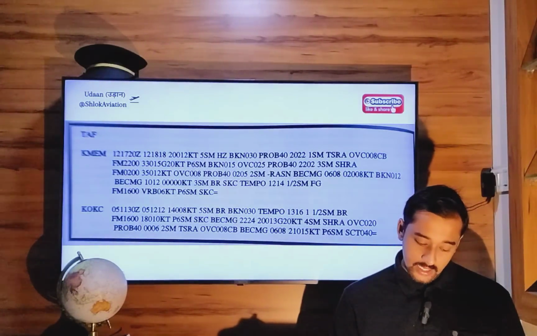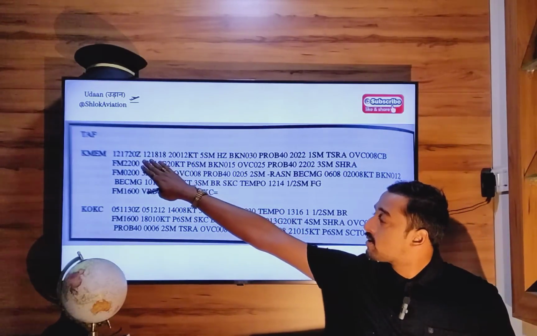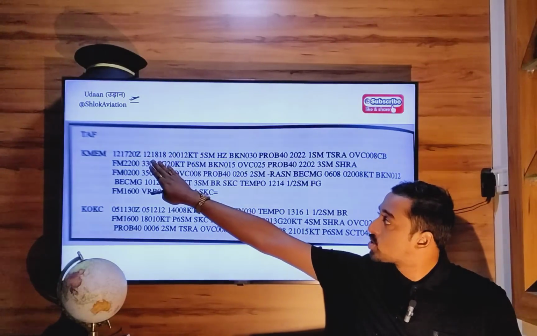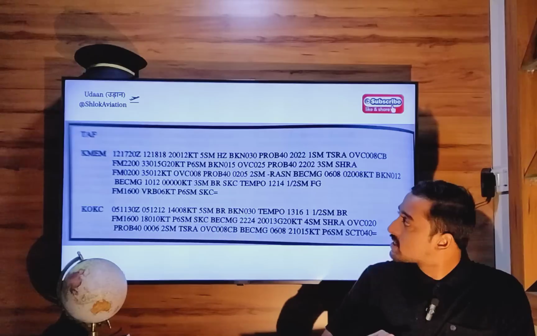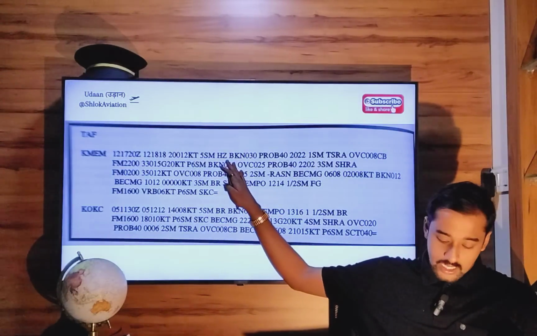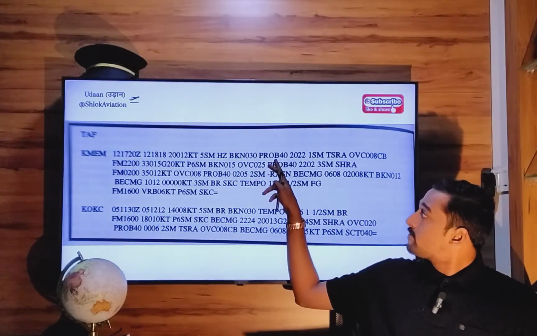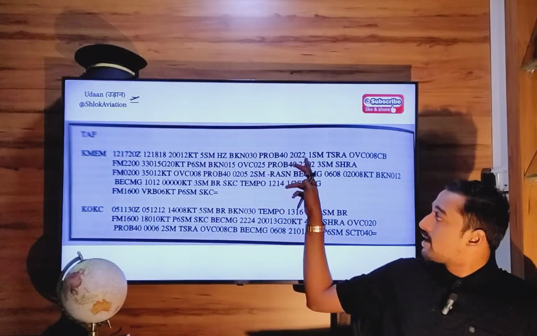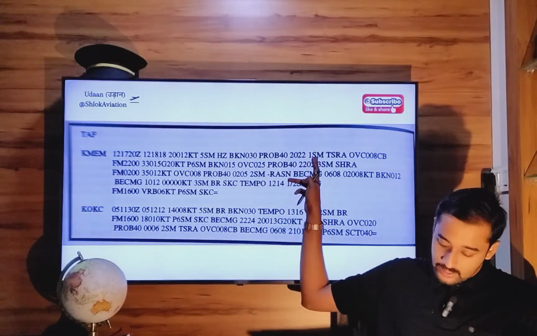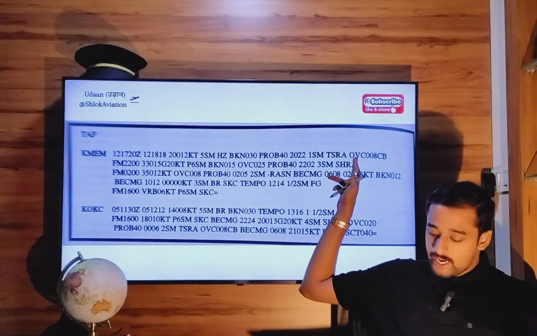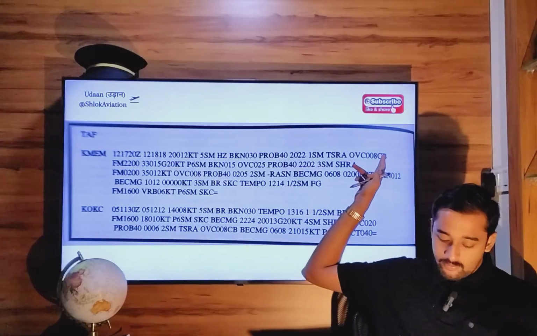So first things first, you have the time when it was issued. Next, you have the winds, visibility, haze, cloud condition broken at 3000 feet, the probability 40%. Then again from a new time, the visibility decreases. 5 statute miles becomes 1 statute mile. You expect thunderstorm and rain. Overcast clouds at 800 feet with CB clouds in them.